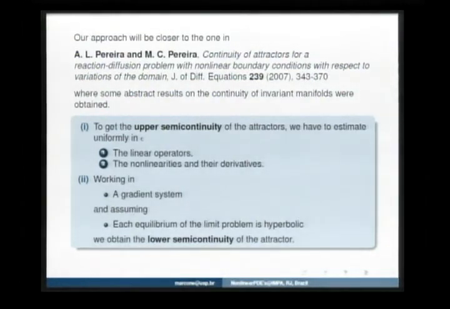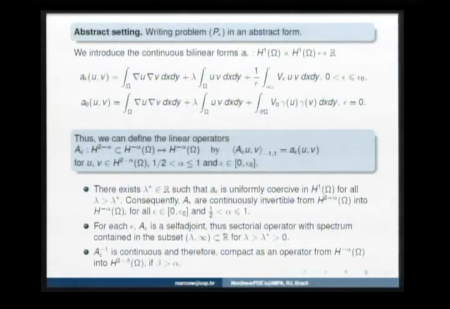That is the idea that we always use, trying to understand how the attractors behave. So here we have the operators. They are given by this bilinear form. Here we have a term that we have to be careful about. We can define the linear operators by these bilinear forms. They are very nice, self-adjoint, sectorial operators.